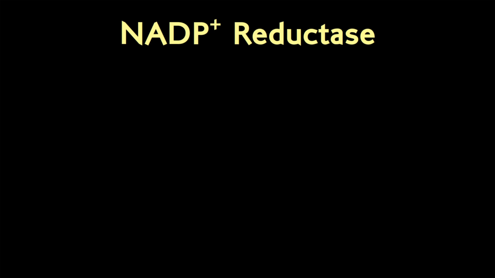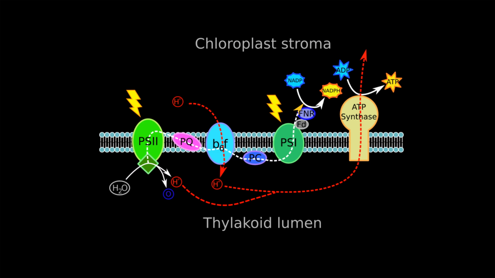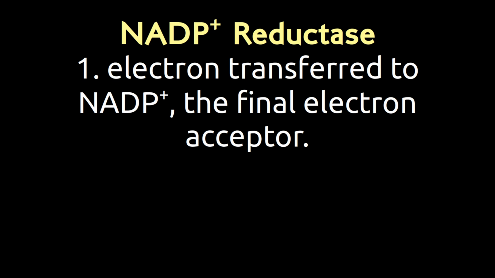That then brings us to NADP reductase, which is right here. I'm showing it as being bound here, but it's actually not bound. It's somewhat free here. It's just interacting. So the electron that it gets is then given to NADP plus, which in this system is the final electron acceptor in this particular electron transfer chain, not oxygen.